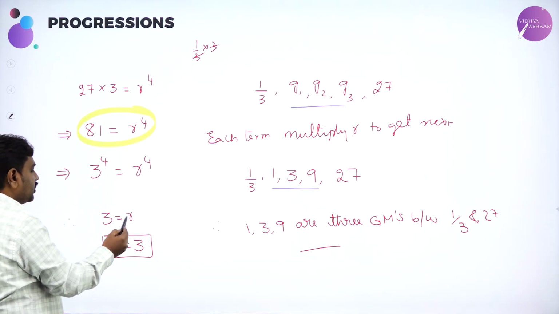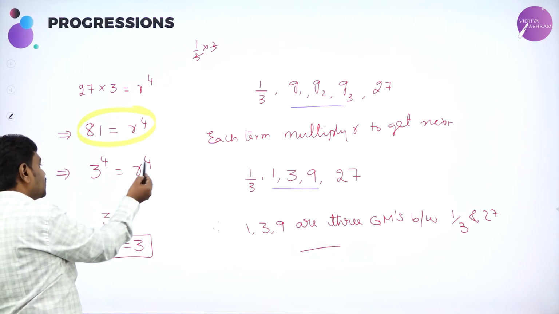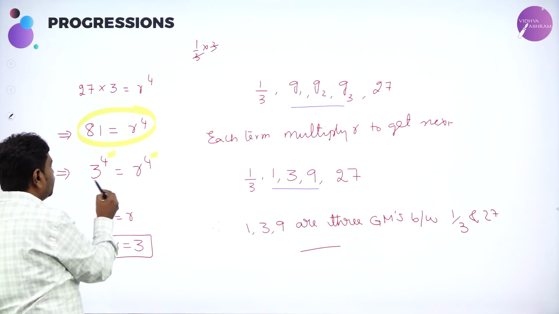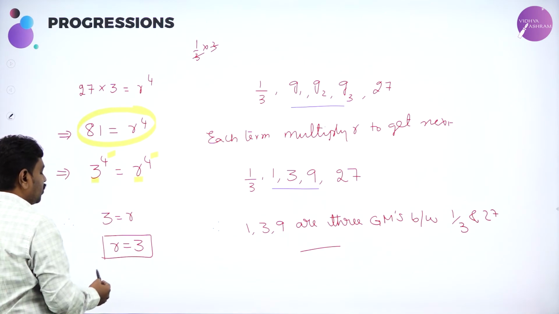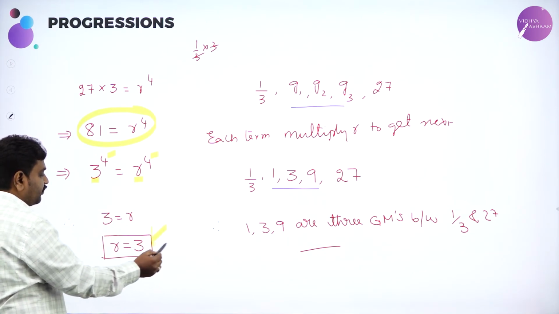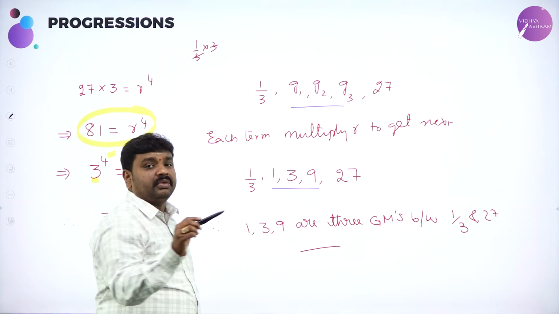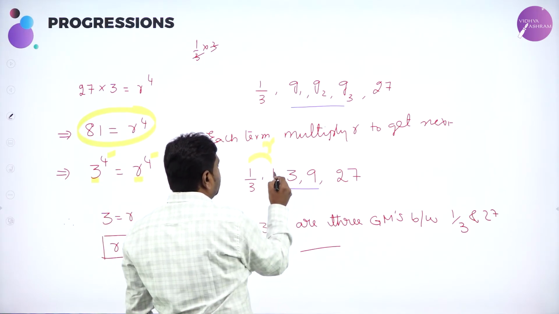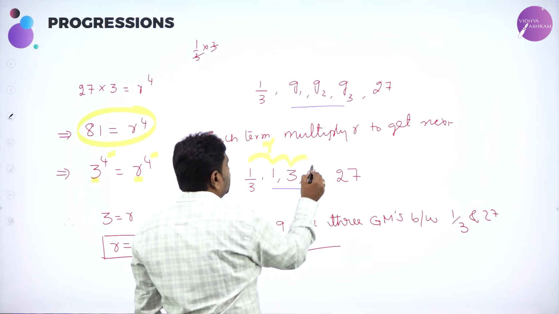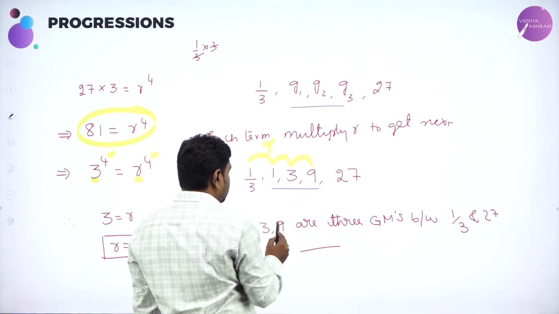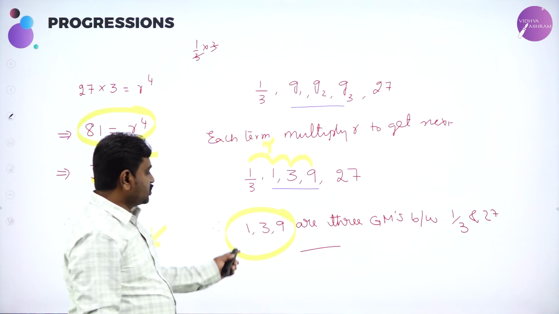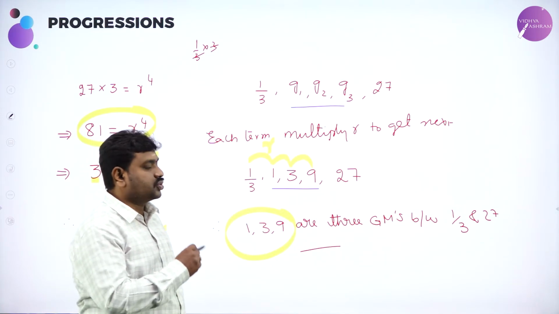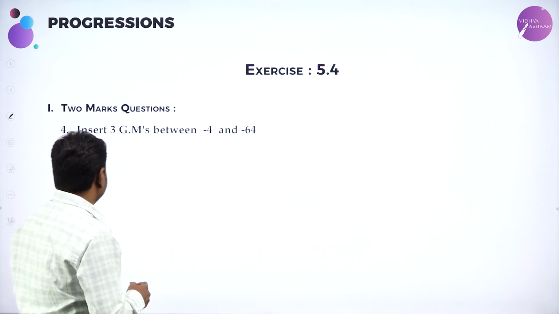The powers are the same, so equate the bases. Here the power is 4 and here the power is 4. So 3 will become equal to r, or the r value will be 3. And for each term multiply r. For 1 by 3, if I multiply r, you will get 1. Keep multiplying r and you will get the answer 1, 3, 9. So these are the 3 geometric means between the given numbers. I hope all of you understood this. So now we'll go ahead with the next problem.